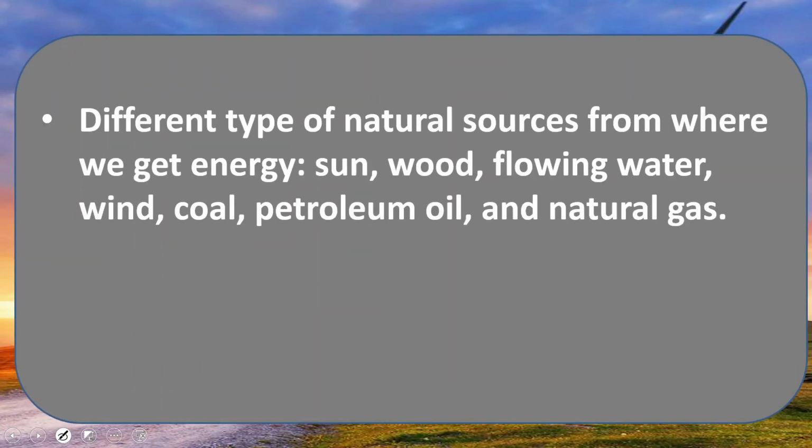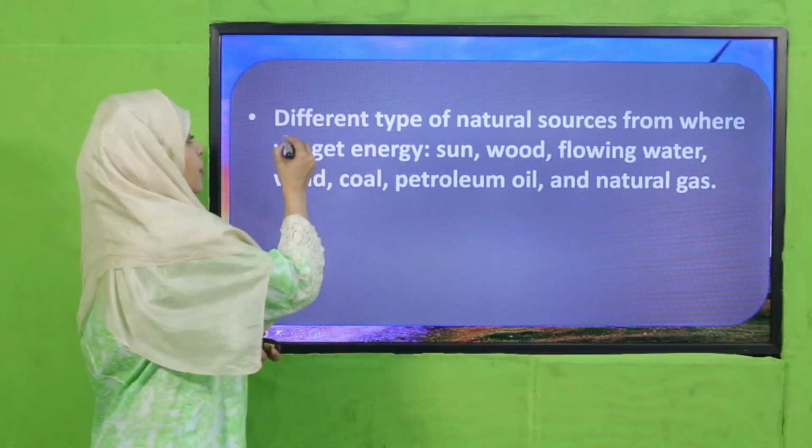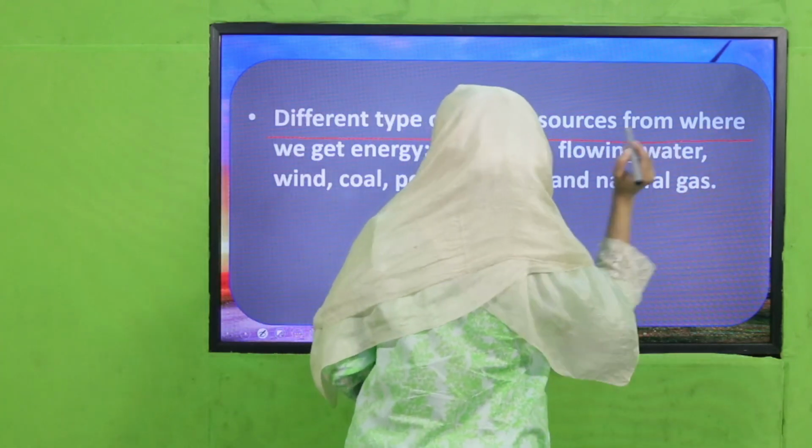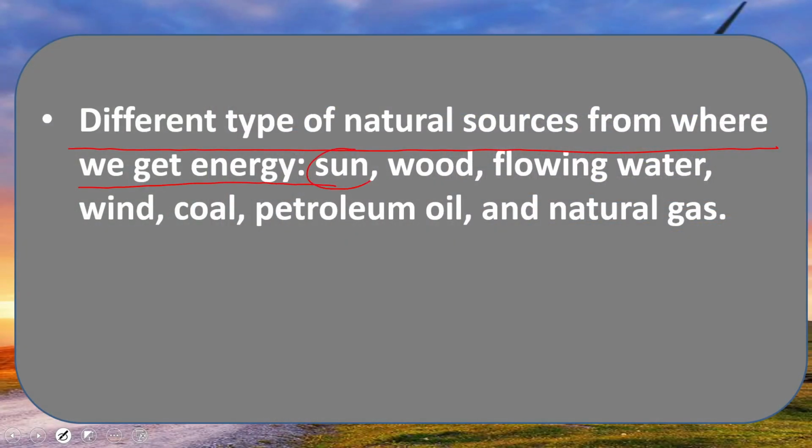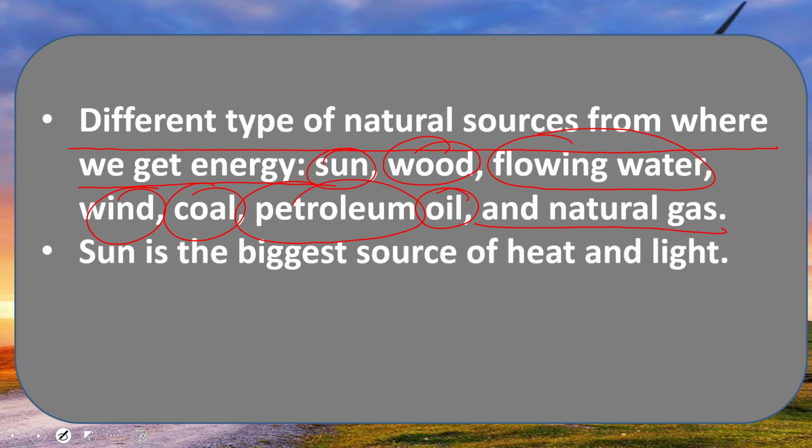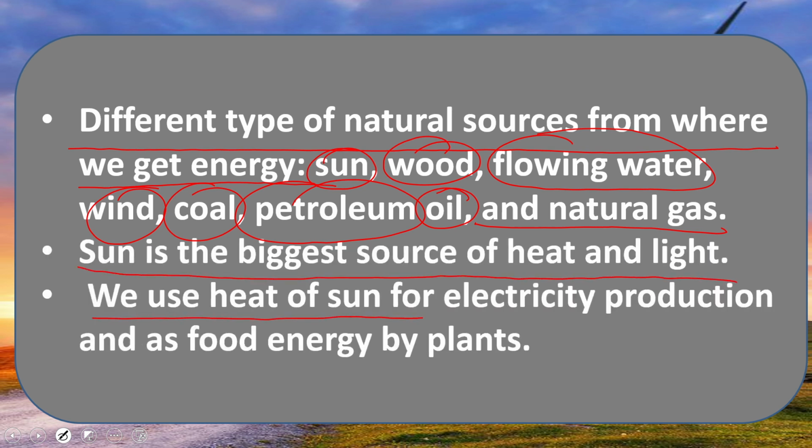So my dear students, in today's lecture, we have learned that different types of natural sources from where we get energy are sun, wood, flowing water, wind, coal, petroleum, oil, and natural gas. Sun is the biggest source of heat and light. We use heat of sun for electricity production and as food energy by plants.